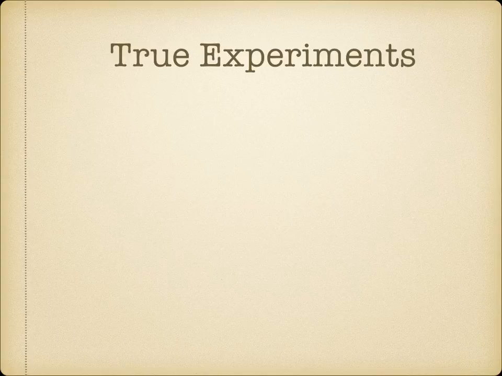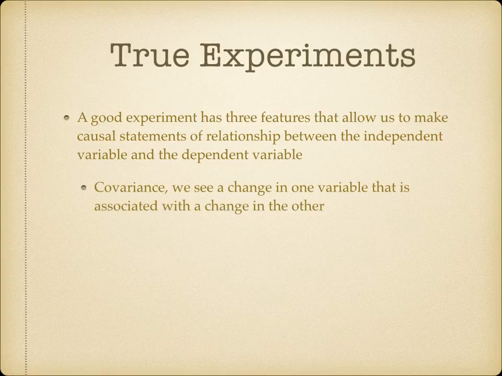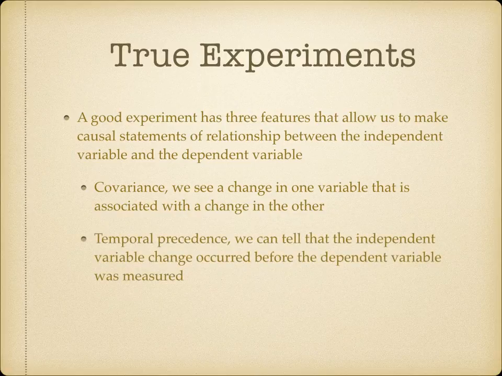Starting in Chapter 10, we started talking about experiments, and I want to remind us of the basic features that an experiment has. A good experiment allows us to make causal statements of relationship between an independent variable and the dependent variable in the study. And there are three features. Covariance, that is, we see a change in one variable and it's associated with a change in the other variable. Any number of ways of measuring this, but the simple fact is an association is seen. Temporal precedence, we can tell that the independent variable occurred before the dependent variable was measured.